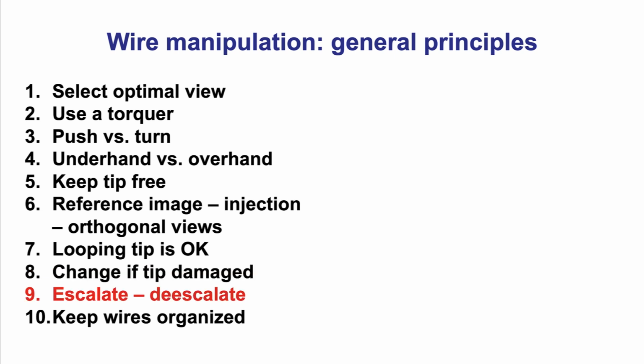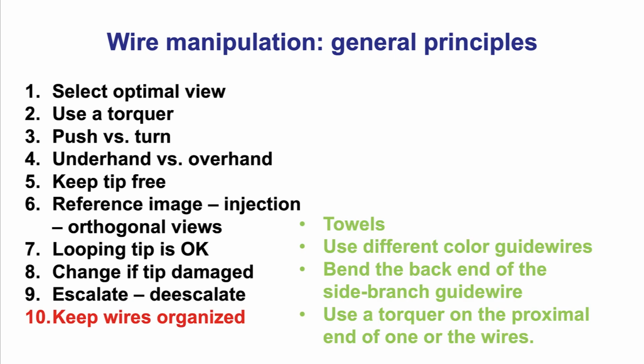The next key concept is something from CTO PCI, but applies to standard PCI as well, which is the concept of escalating and de-escalating. This means that if we use a specialty wire, for example, a polymer jacketed wire to advance to an area of tortuosity, then before delivering stents, we want to change to a less traumatic workhorse guide wire. So the Sion Black or the Fielder FC should be replaced with a workhorse guide wire before stents are placed. And then finally, you want to keep the wires organized if more than one wire is being used.